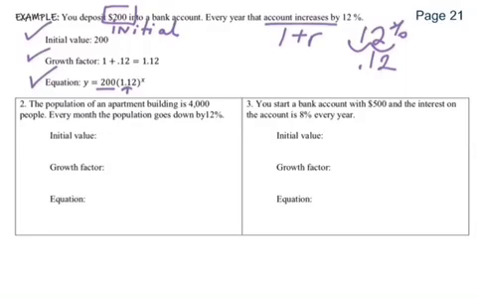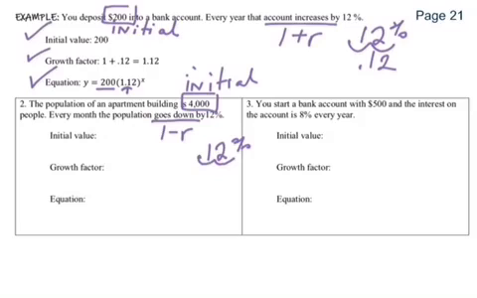Question number 2 is saying the population is 4,000. 4,000 is your initial amount, which I want labeled. Every month the population goes down. 1 minus R, 12%. You move the decimal 2 to the left to give you 0.12. So my initial value is 4,000. My growth factor is 1 minus 0.12, which gives you 0.88.